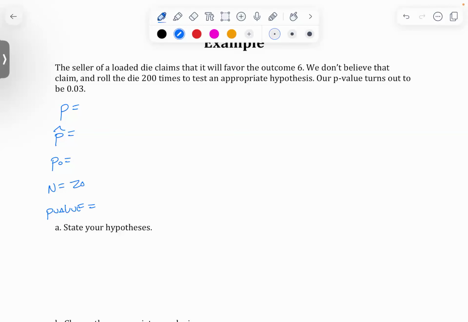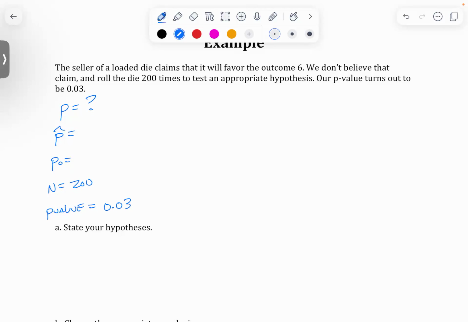Okay, so sample size 200. The true proportion P is unknown. All right, notice I have a p-value of 0.03 here. So that's different, unusual information, because typically we don't have the p-value from the get-go. Now here's the other big part. Notice here.